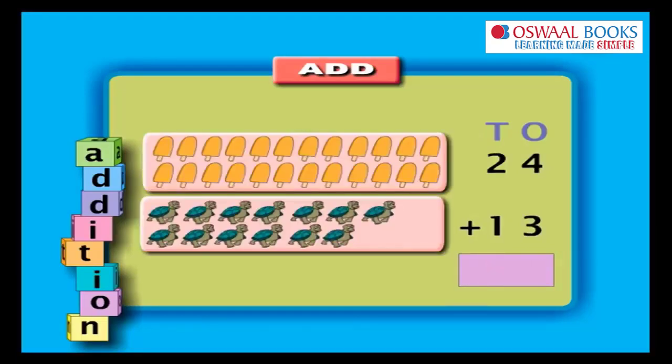Let us add 24 ice creams and 13 turtles. Arrange them in column. Add ones first. 4 plus 3 is 7. Write 7 below the ones column. Now add the tens column. 2 plus 1 is 3. Write 3 below the tens column. So, the answer is 24 plus 13, which is equal to 37.